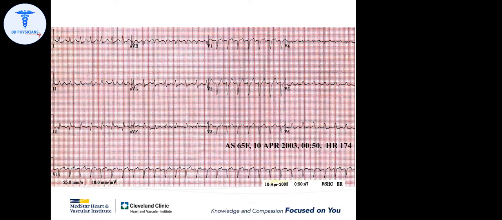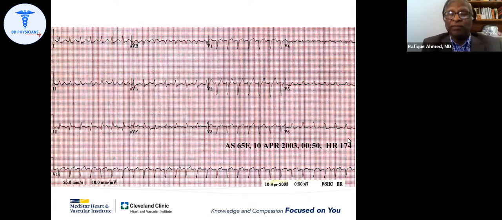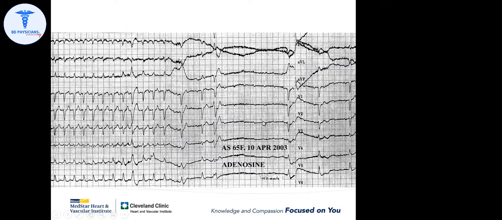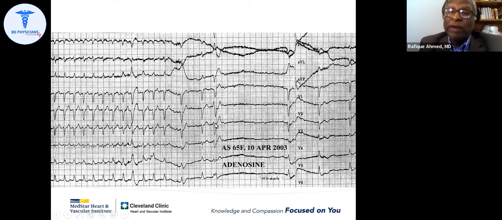Look at this. What we did, we gave this patient adenosine. What happened? The tachycardia slowed down, but you can see the P wave. What do you think the diagnosis is? Your diagnosis is confirmed, because adenosine blocked the AV node but did not stop the tachycardia. If it were AV node reentry or atrioventricular reentry, it would have stopped. So this is clearly an atrial tachycardia.